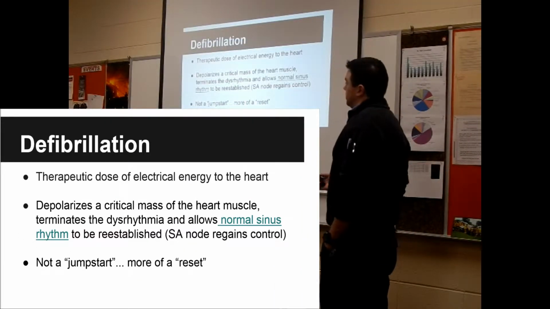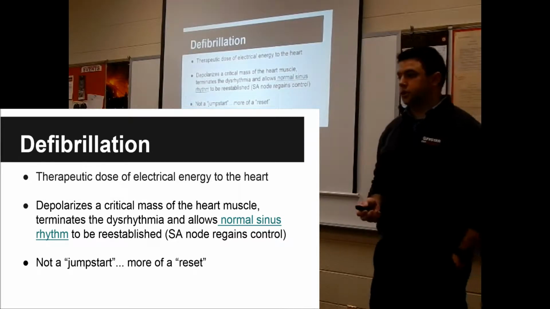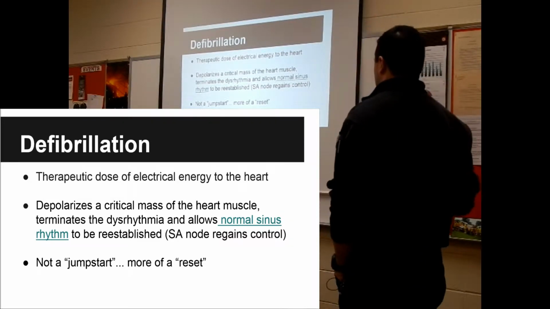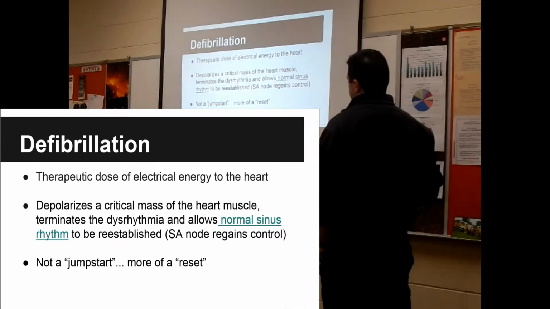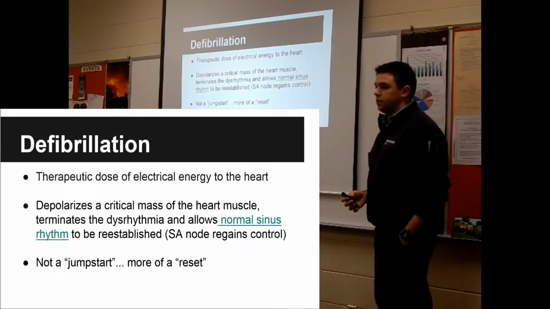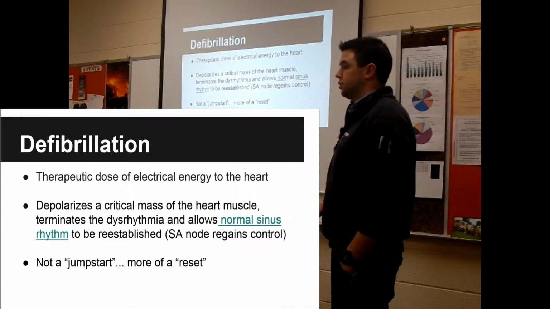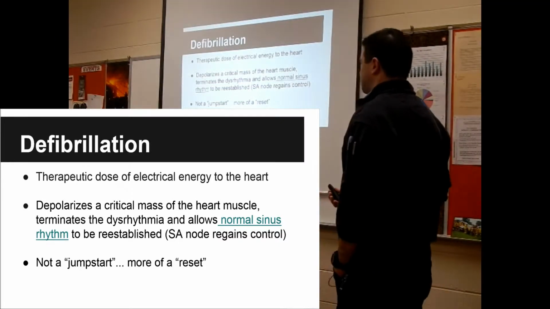So defibrillation is a therapeutic dose of electric energy. Your heart is in a non-life-sustaining arrhythmia or dysrhythmia. So it's going to depolarize the critical mass of the heart and attempt to shut the heart down to allow the SA node to regain control over that heart. It's not a jump start, but more of a reset.